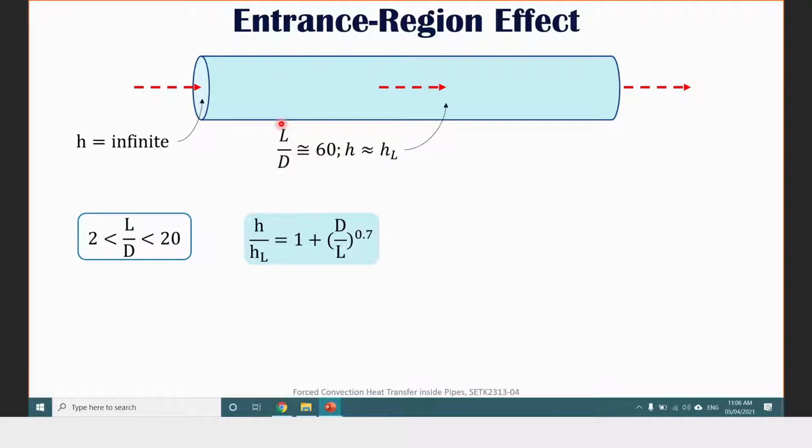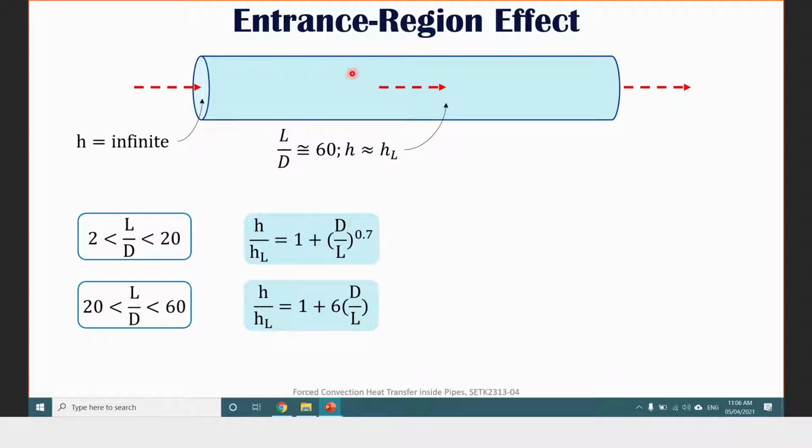For this case, you can calculate h over hL using this formula, where L over D between 2 and 20 is really at the entrance. Between 20 and 60 is somewhere here, where h is not quite equal to hL yet, so we can calculate using this formula. So h is the average value for a tube of finite length, and hL is the heat transfer coefficient value for a very long tube.